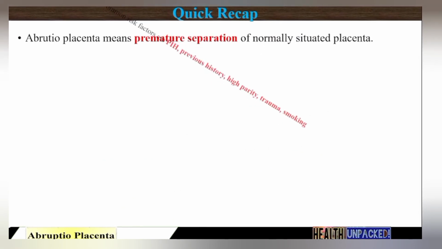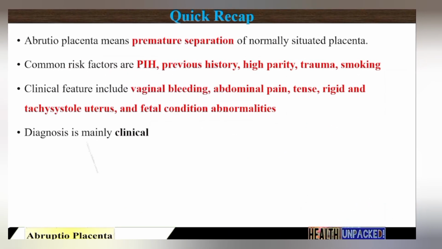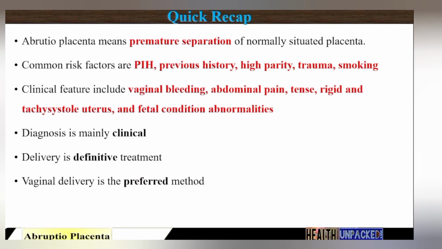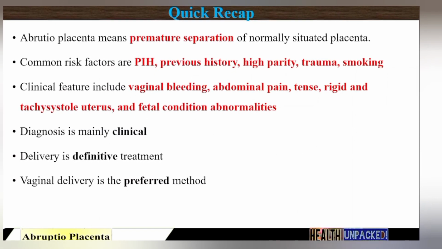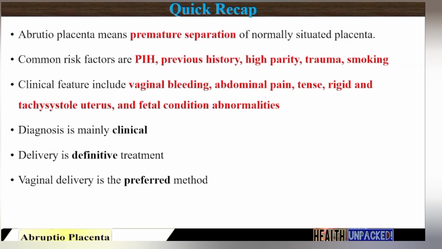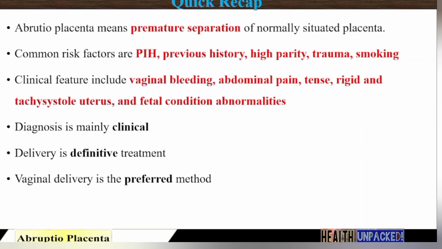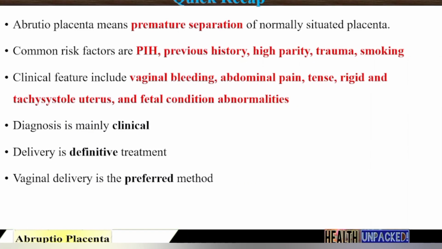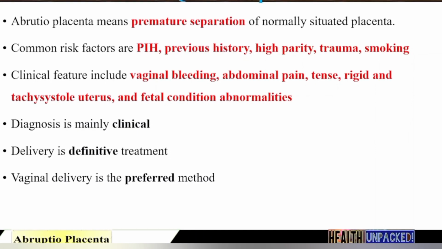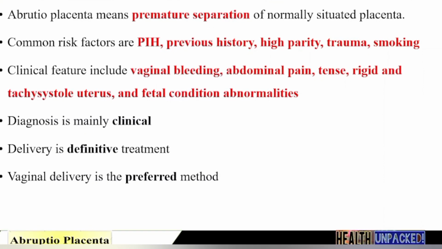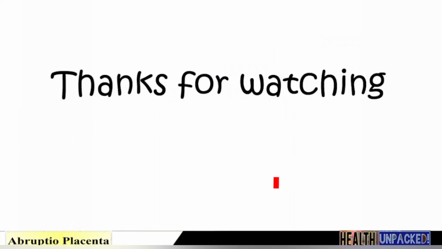So as a quick recap, abruptio placenta means a premature separation of a normally situated placenta. Common risk factors are pregnancy-induced hypertension, previous history, high parity, trauma, and smoking. And the clinical features may include vaginal bleeding, abdominal pain, and a tense, rigid, tender uterus, and fetal condition abnormalities may be detected. And the diagnosis is mainly clinical. Delivery is the definitive treatment. Vaginal delivery is the preferred method over cesarean section.